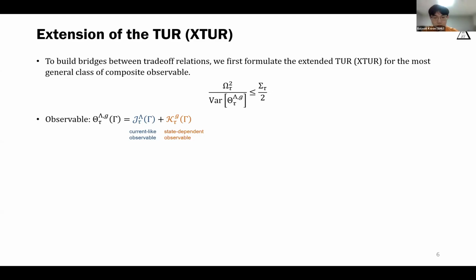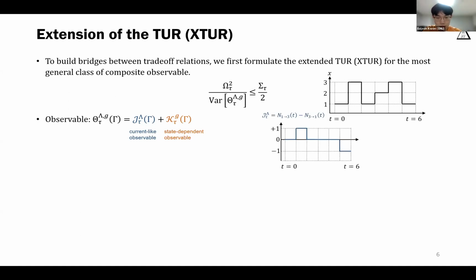So I will briefly tell you the difference between the current-like and the state-dependent observer. Let's consider a three-state model, and this is one stochastic trajectory. The current-like observers count the net number of jumps. For example, the net jump between state 1 and 3 looks like this. On the other hand, state-dependent observers are about residence time. For example, the residence time at state 1 looks like this.